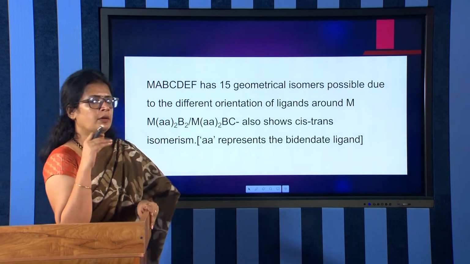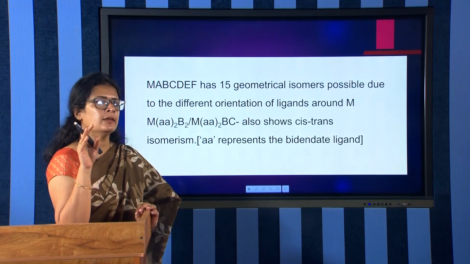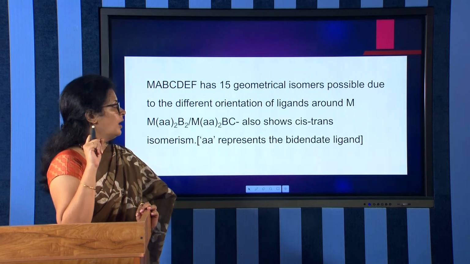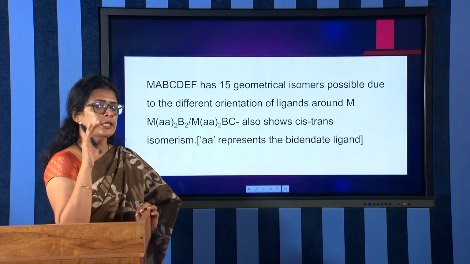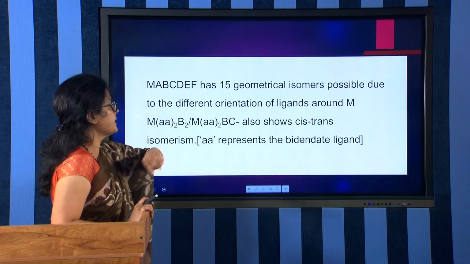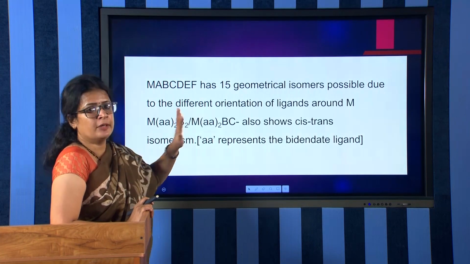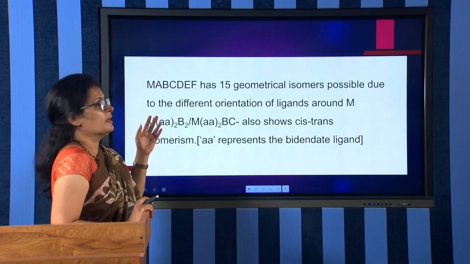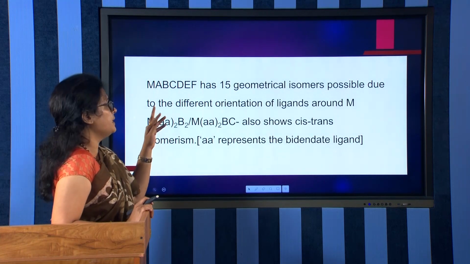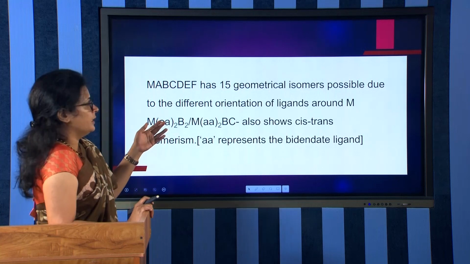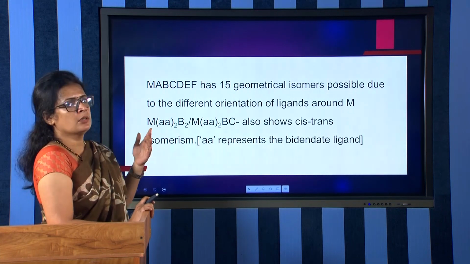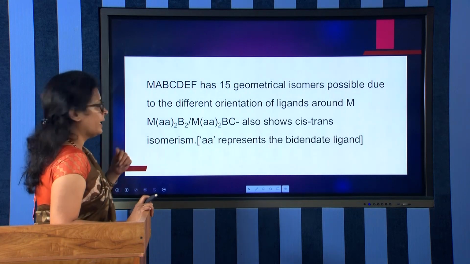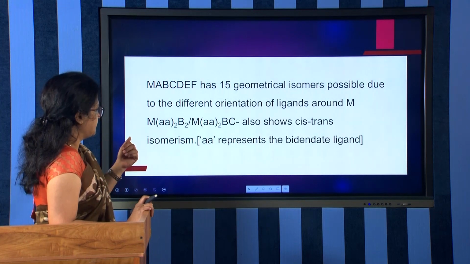You should remember that MABCD, which was in the square planar complexes, showed 3 types of isomers due to this different spatial orientation of the ligands. Likewise, here also you can see the 15 geometrical isomers are possible. How is it possible? The different orientation of the ligands with respect to each other, M, A, B, C, D, E, F. It is not drawn here because you only have to study the number of isomers possible.